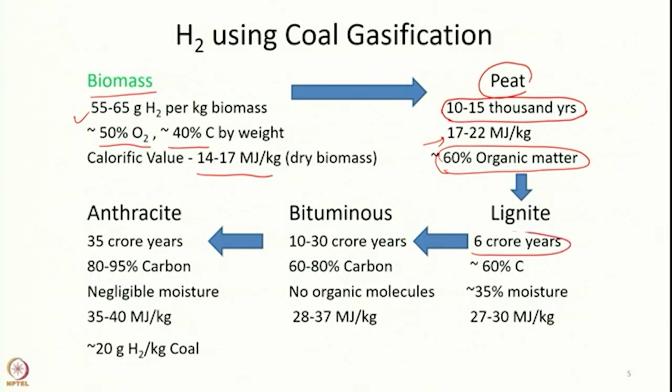Then after 6 crore years, or 60 million years, what you get is a lignite which now has a high amount of carbon, and a lot of oxygen has gone out as moisture. The dry coal will have less oxygen in it. The calorific value also almost doubles. If you look at 14 to 17 megajoule in biomass, you now have almost double the calorific value. Then again a few more crore of years, or 100 to 300 million years.